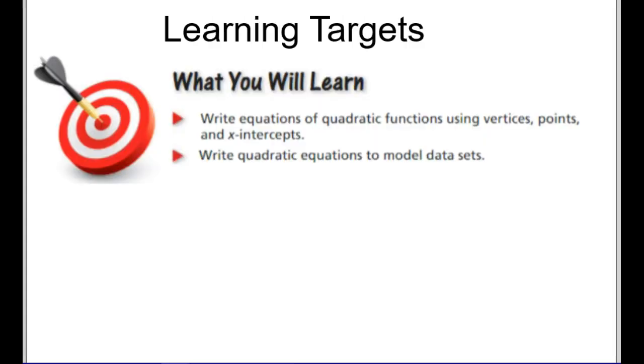So now let's look back at our learning targets. First we looked at equations and we wrote equations of quadratic functions using vertices, points, and intercepts. And we always take that extra point and use that as our x and y value. And then our second learning target was to write quadratic equations to model data sets. And that you can absolutely do using technology and Desmos to help you. So now that you've gone through these learning targets, go ahead and work on your homework for this section.